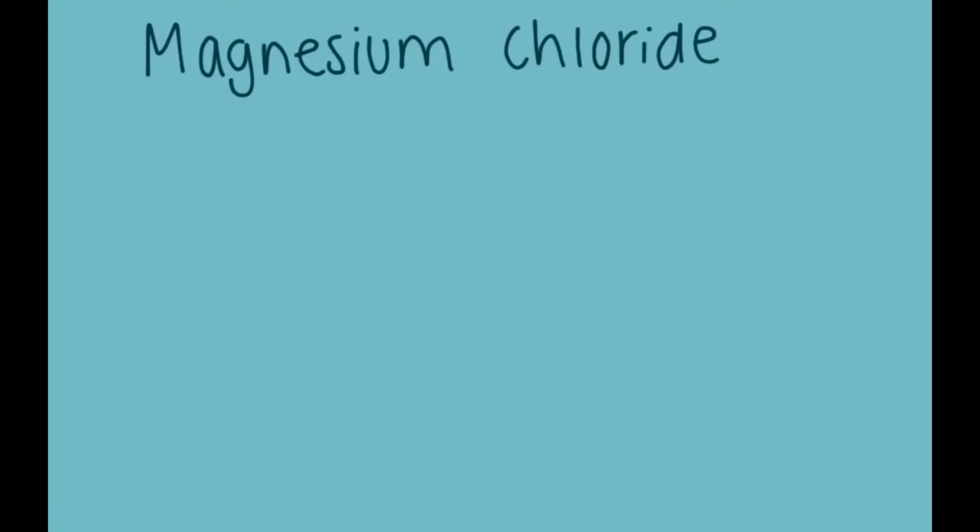In order to write ionic formulas, first we have to identify our chemical name. So our example today will be magnesium chloride. So the first step would be to find magnesium and chlorine in the periodic table. So when looking at the periodic table, we're looking for the charges of each element. So in this case, magnesium in the periodic table will always have a charge of +2, and chlorine will always have a charge of -1.